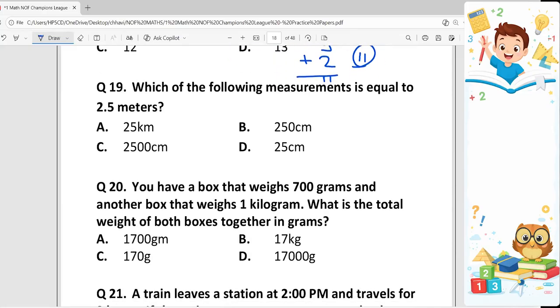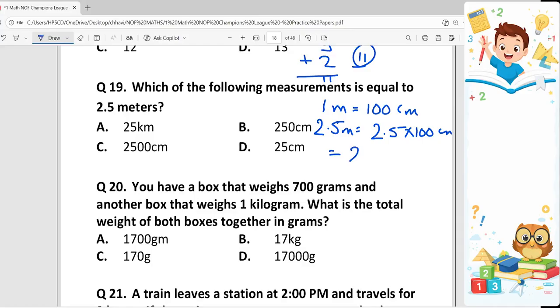19th. Which of the following measurements is equal to 2.5 meters? 2.5 meters. Now 1 meter is again 100 centimeters. So we have to find out 2.5 meters. That means we have to multiply 2.5 meters with 100 centimeters so that we can convert it into centimeters.